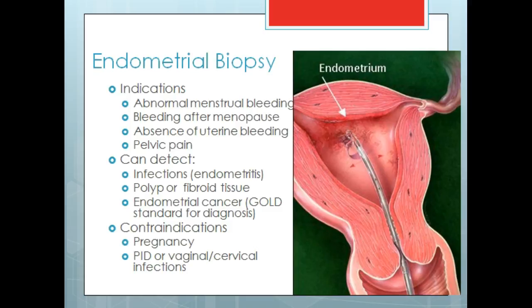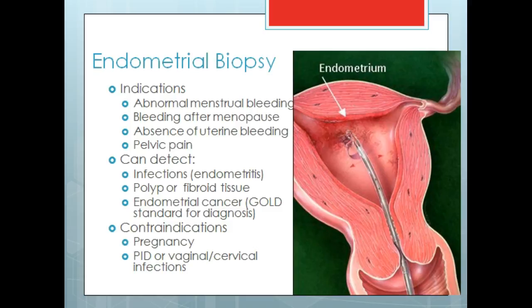Bleeding after menopause. Absence of uterine bleeding, where you're wondering, is the lining just building up, building up, building up? Now, somebody who sounds like they're going through a fairly healthy perimenopause, I wouldn't be concerned about this, but just depending on her clinical picture, that might be something worth considering. And then pelvic pain would be something worth considering as well.